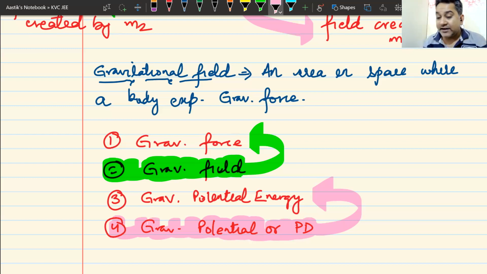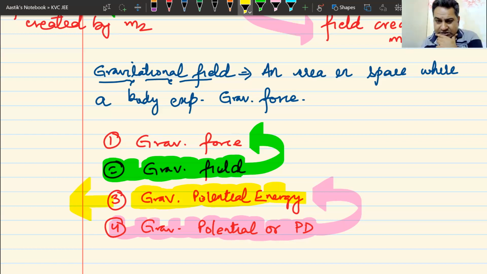That ability is known as gravitational potential energy. This energy it has acquired is because of its position where it is placed. That is known as gravitational potential energy. Am I clear? But now the question comes, then what is gravitational potential?